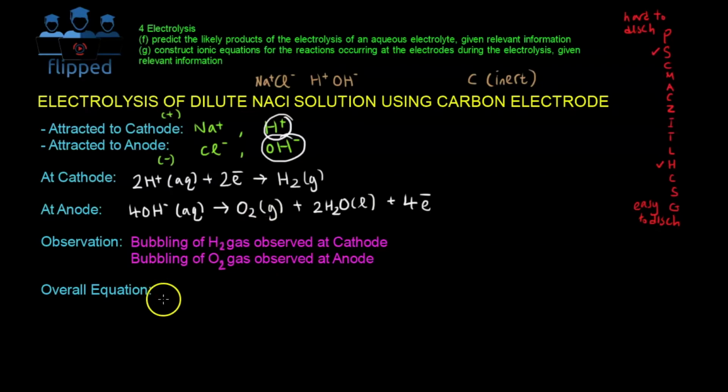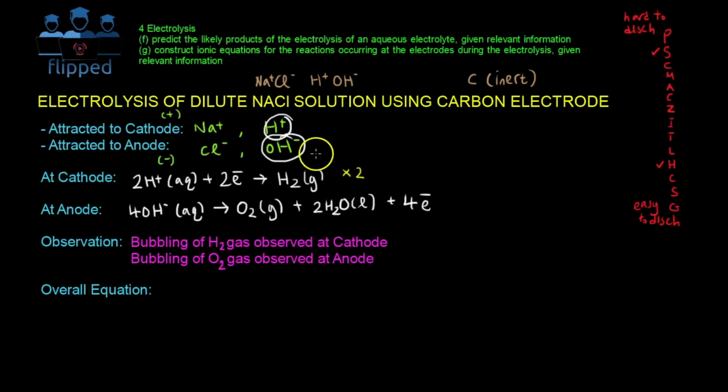Overall equation, we have learned how to do this already. We have to compare the number of electrons of both reactions. In the first one, there are only 2 electrons. There are 4 electrons here. So what do I do? I have to times 2 to everybody. What do I get? I'll actually get this guy. Let me change color here. Purple maybe.